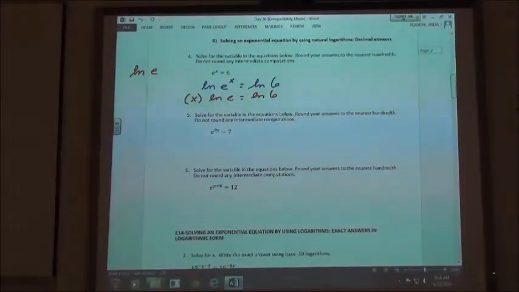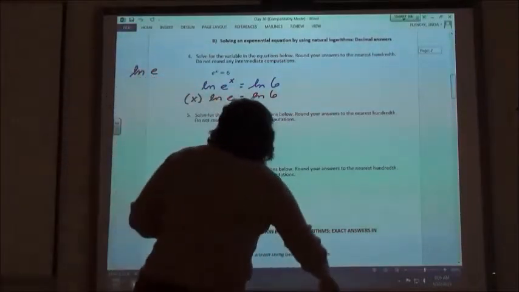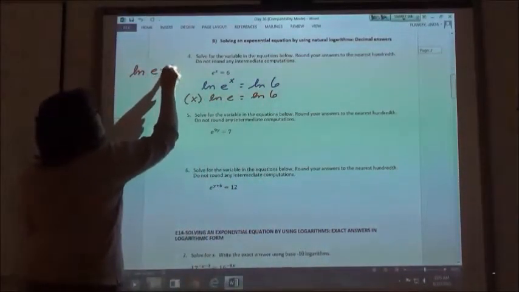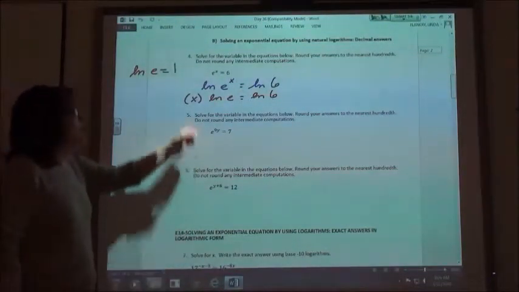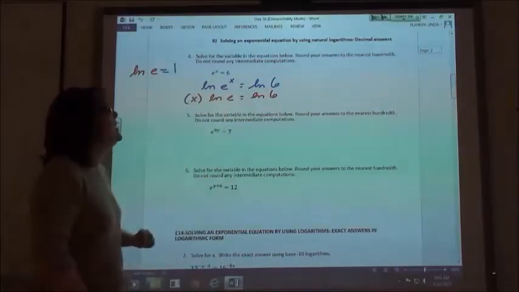Okay, so if you hit equal there, what do you get? 1. You get 1. Because the natural log and the e are inverses. They cancel each other out. Every time you have the natural log of e, you're always going to be able to replace it with a 1. So that's a new rule that you'll want to remember, because it's kind of a pain to calculate it with your calculator every time. So we now know that the natural log of e is equal to 1.